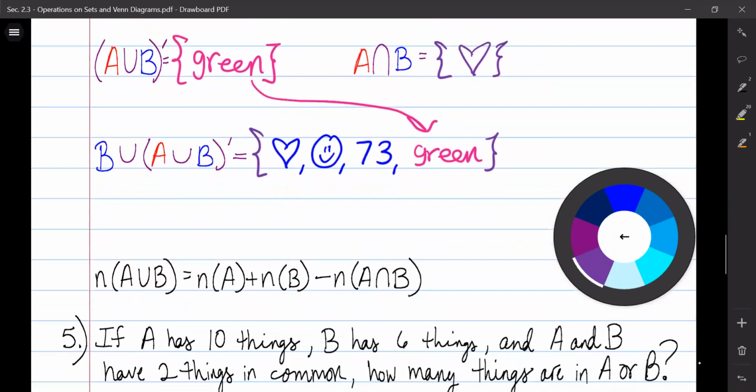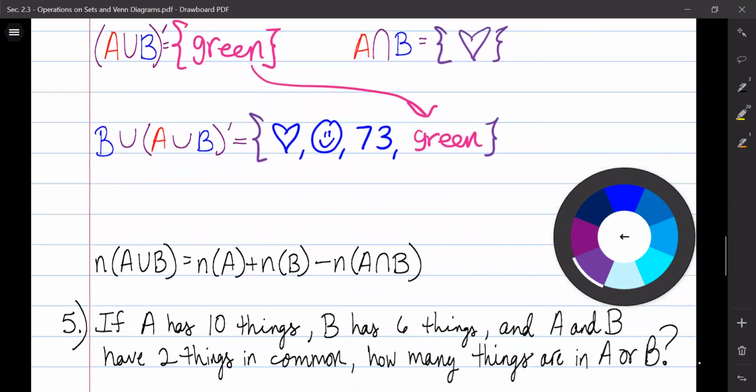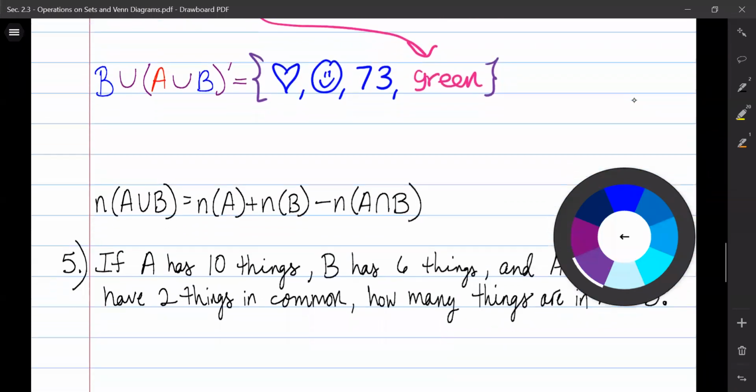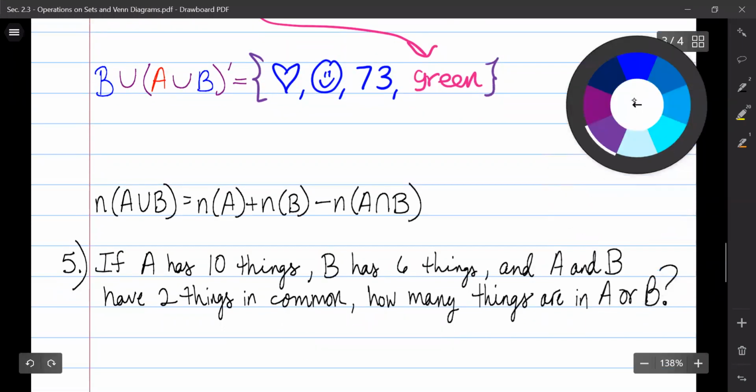All right, so the number of things in the union of A and B is equal to the number of things in A plus the number of things in B minus the number of things in the intersection, okay? So when you add everything from A plus everything from B, whatever's in the intersection has been counted twice. So that's why you have to subtract whatever's in the intersection. So it's only counted once.